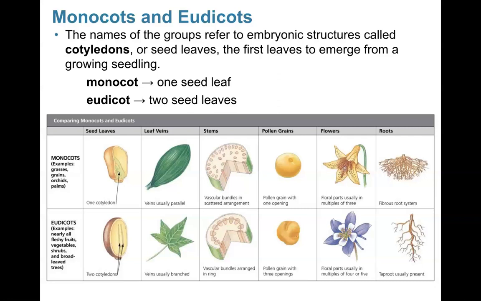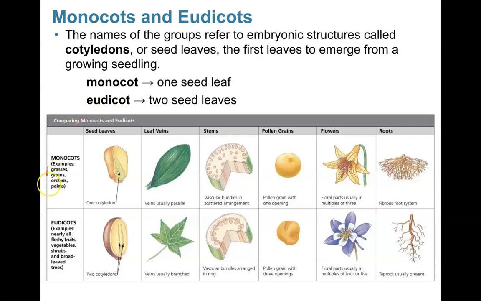So the monocots have one seed leaf or one cotyledon, and the eudicots, eu means true, di means two, cotyledons, two seed leaves are going to be found in these guys. So just grouping them based on these seed leaves, these cotyledons, they actually have different structures that are going to be parts of those groups as well. So it's a beautiful way to categorize them.